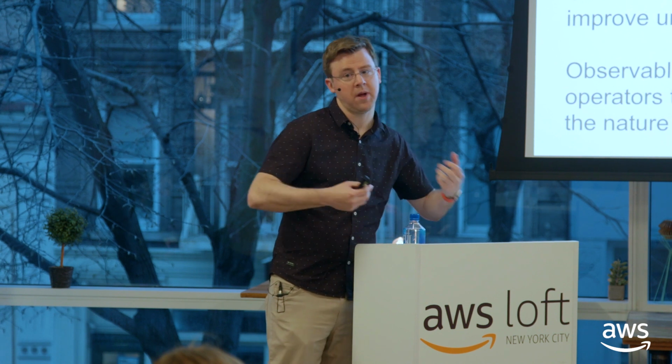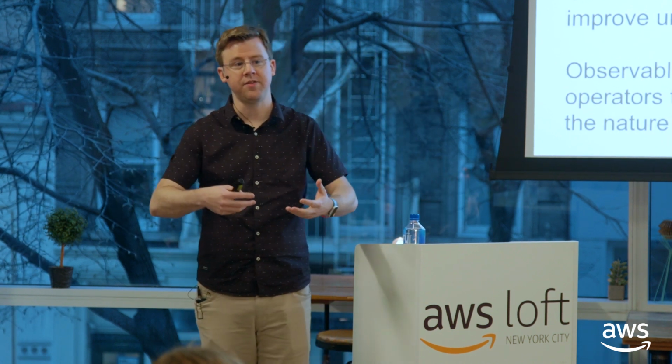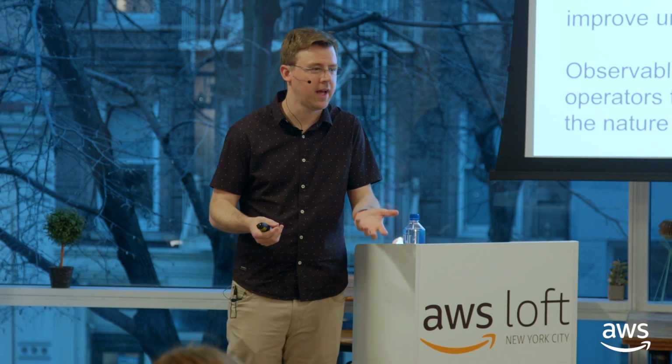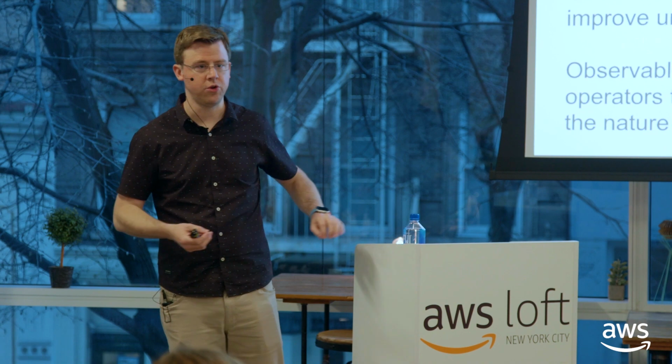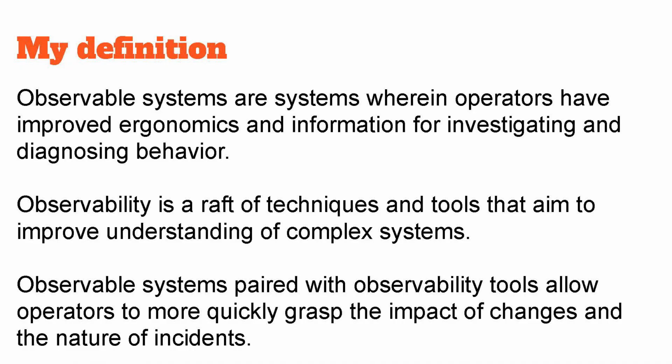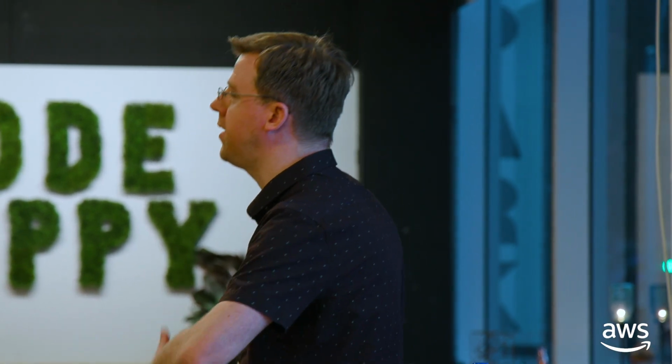So observability is about the tools that we're using to be able to see into these systems and do stuff with them, because you're not physically looking at them and you're not reading the sensors yourself. You're amalgamating all this data together and presenting it to you or to your users. And then lastly, observable systems paired with observability tools allow operators to more quickly grasp the impact of changes, not just incidents, but changes, and the nature of incidents. So observability often gets described as a bunch of things. We often use that Wikipedia definition that I'm sure you'll find if you look it up. But at the end of the day, it's a combination of being able to see into systems and the tools that you use to do that so that hopefully you understand them better and can use them better.